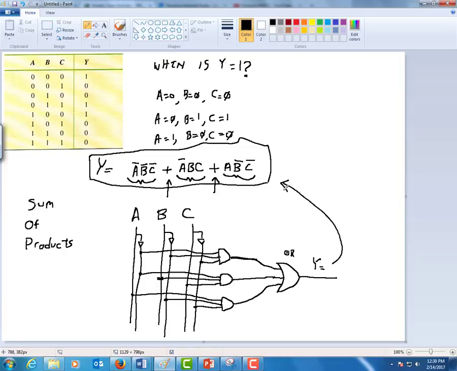Now there are two flavors. There's one called sum of products, and there's one called products of sums. So this was the sum of products portion, okay? Now let me do the product of sums. Well, let's do that in the next video, right? So this is the SOP method.